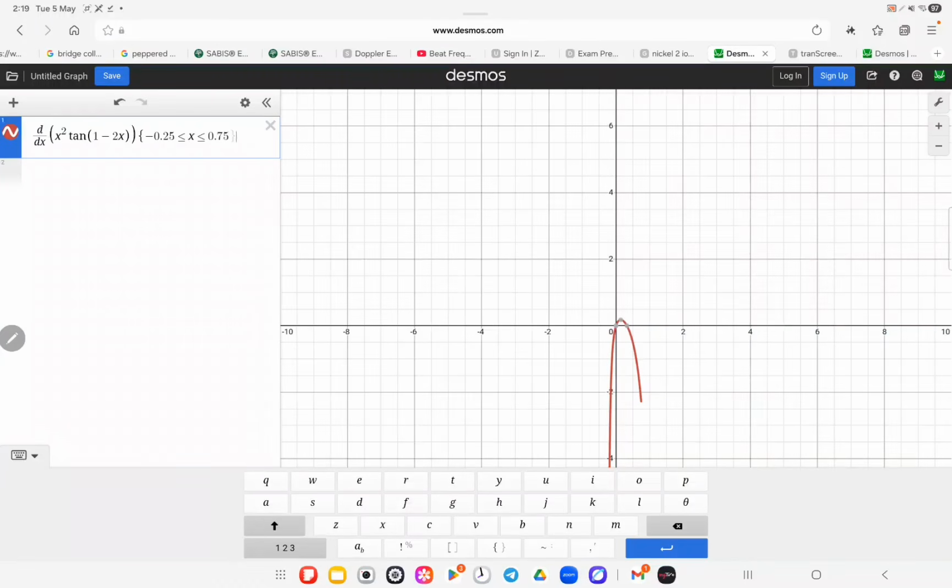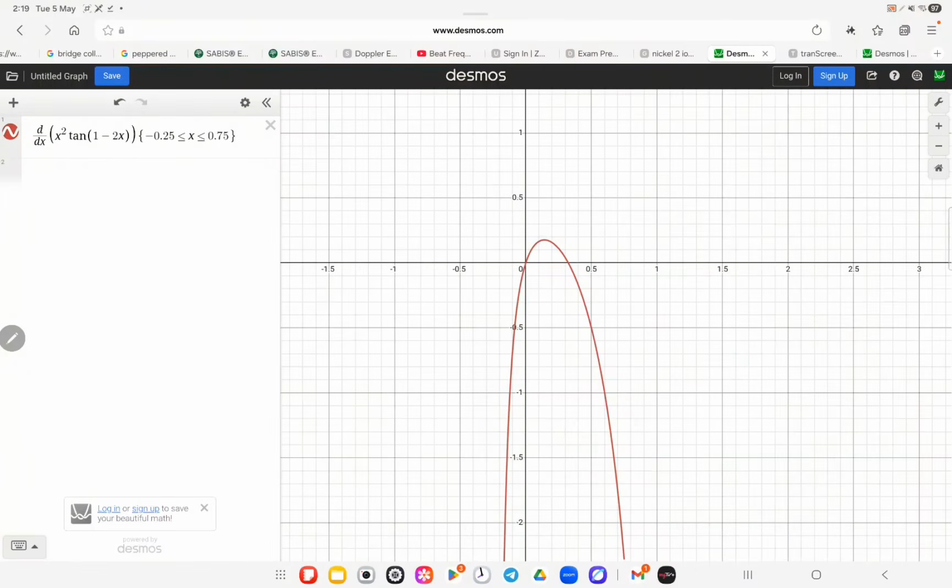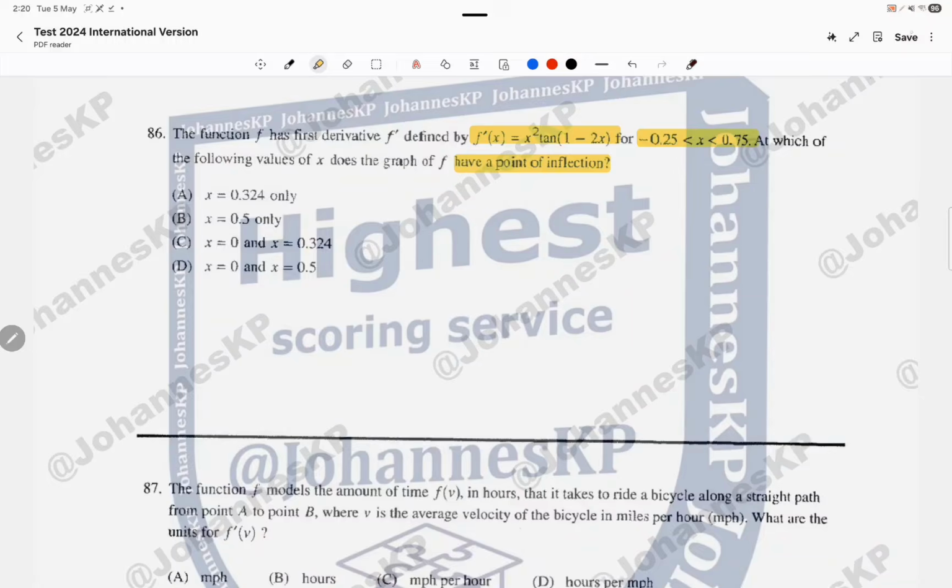And that's basically going to be it. That's going to be our function, right? And we have two inflection points because our second derivative hits the x-axis and also changes sign at 0 and also at 0.323. Therefore, the answer is going to be choice C.